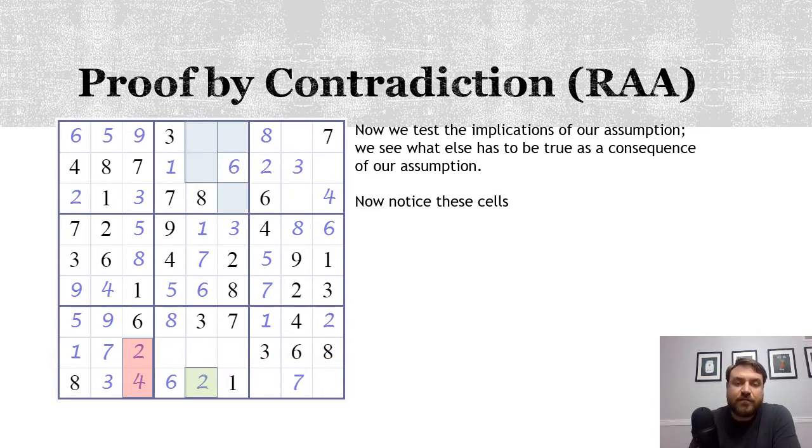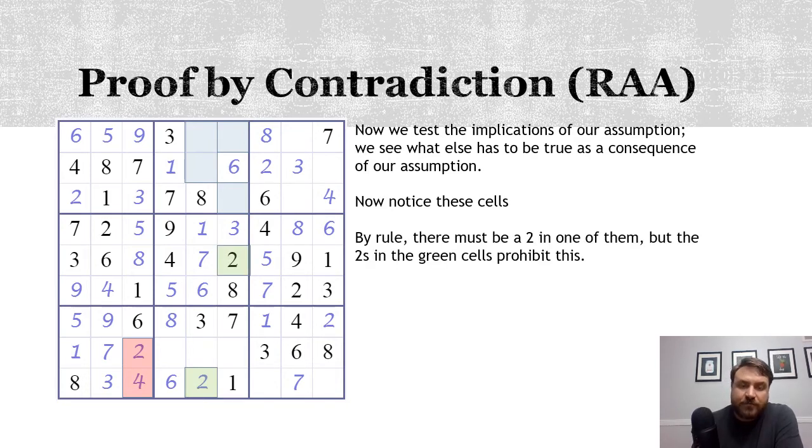And so now notice these blue cells up here. Now we're going to test the implications of our assumption. We're going to see what else has to be true as a consequence of our assumption. Again, notice those. By rule, there has to be a 2 in one of them. But of course, this 2 here, which was forced by our assumption, would take those 2 boxes out of consideration for having a 2 in them. And of course, this one here that is part of our givens, this is what the puzzle makers gave us because it's in black instead of blue, takes out this entire area. None of that can have 2's either. So that means that this whole area here cannot have a 2 in it, and it needs a 2 in it in order to follow the rules.